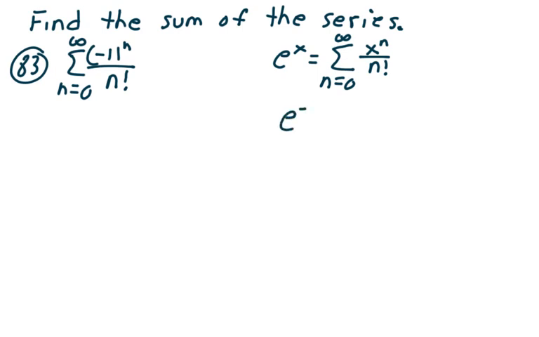And by the way, this is true for all x. So I could easily put in -1. And so e to the -1 is the summation from n equals 0 to infinity of -1 to the n over n factorial. So you're evaluating a function for a specific value of x. In this case, it's -1. And that's exactly what I wanted. So the correct answer here is e to the -1. Let's take a look at 84.